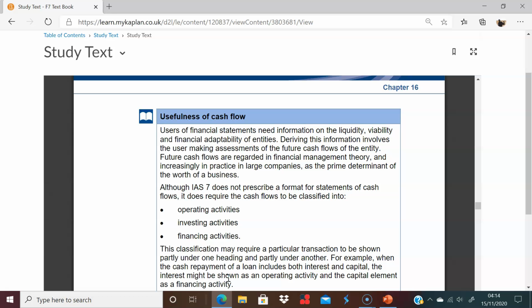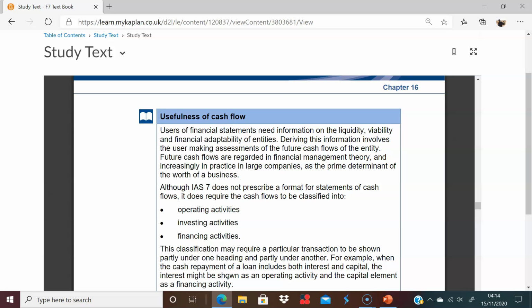Future cash flows are regarded in financial management theory as a main determinant for the worth of a business. As we said earlier, there are three parts to this: operating activities, which we do by reconciling from profit, and in those videos you saw me reconciling profit to cash flow from operations, and then we adjust for finance costs and taxation, and we're done. In this chapter, what we see are the new additions, the new depreciations or amortizations, anything that can go in my income statement that wouldn't go in my cash, such as provisions. We then adjust them as well.